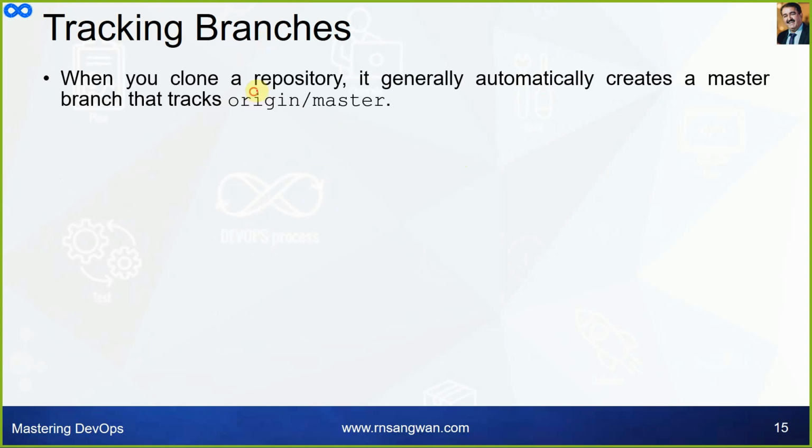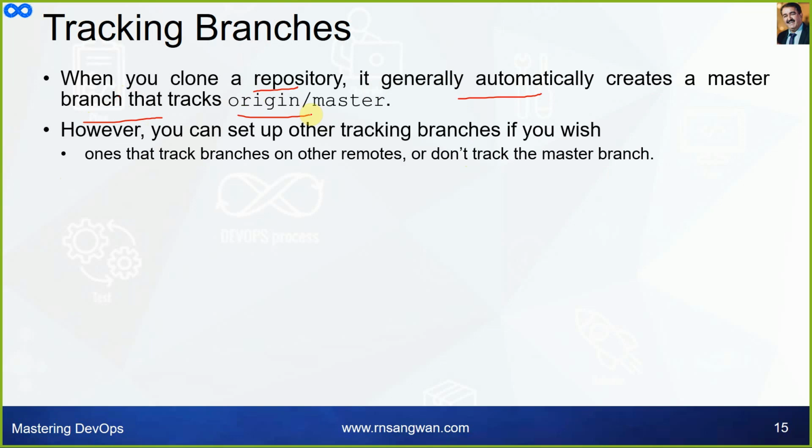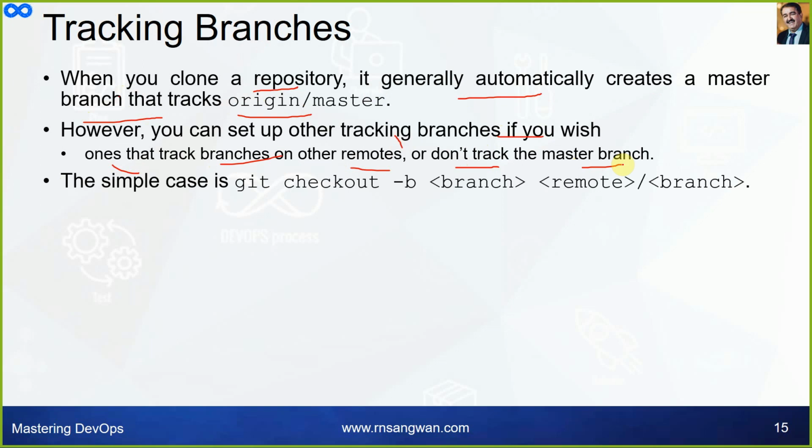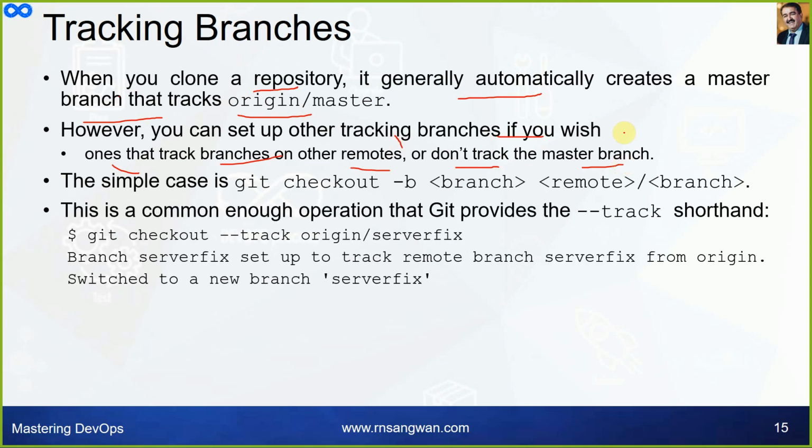When you clone a repository, it generally automatically creates a master branch that tracks origin master. However, you can set up other tracking branches if you wish. One that tracks branches on another remote or does not track the master branch. The simple case is git checkout -b branch a remote branch. This is a common enough operation that Git provides the --track shorthand. So you can use git checkout --track origin/server fix. Branch server fix is set up to track remote branch server fix from origin and switch to the new branch.